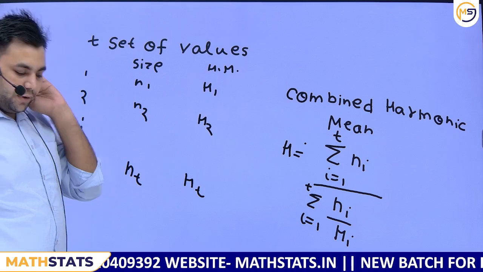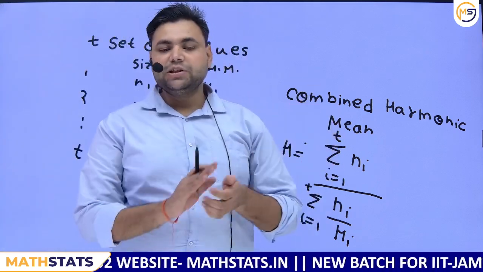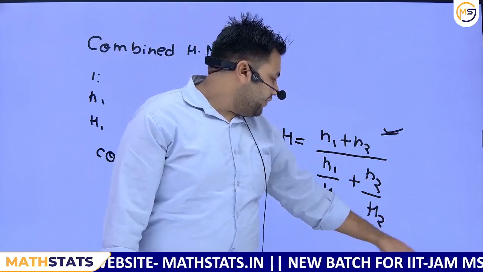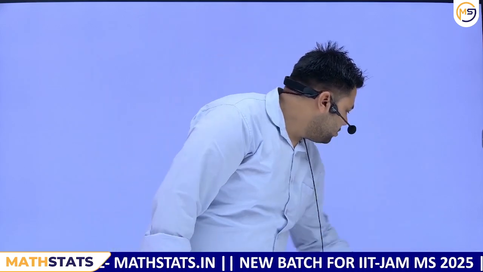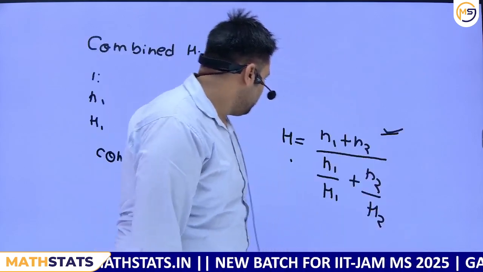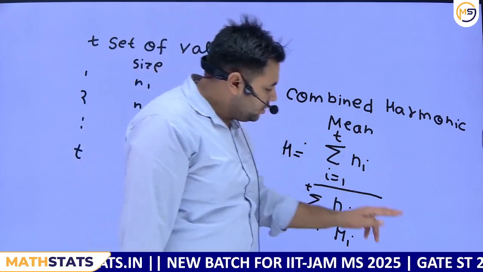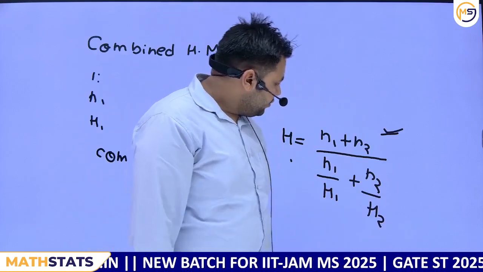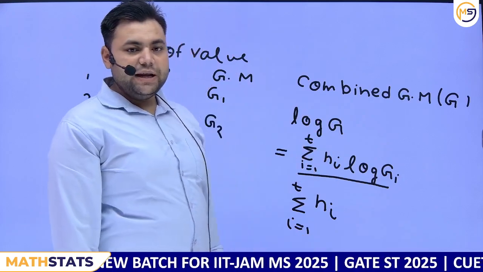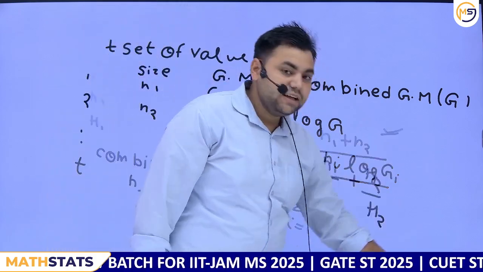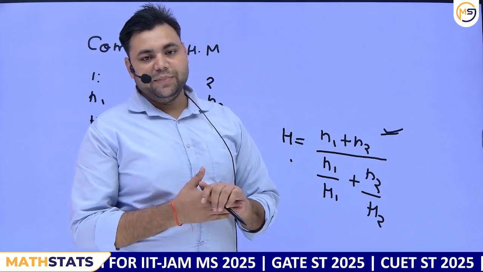So we are talking about combined series. First we talked about the arithmetic mean, then the geometric mean, and this is the formula of the combined geometric mean. Okay, one slide is left. Now I am talking about combined variances. One question was asked in CSIR-NET on combined variances.